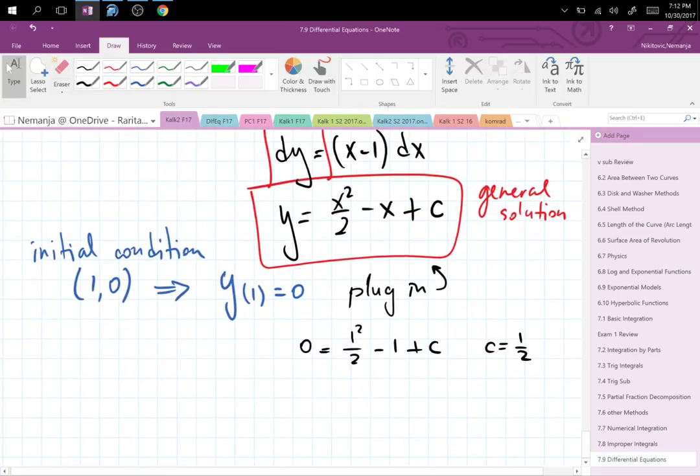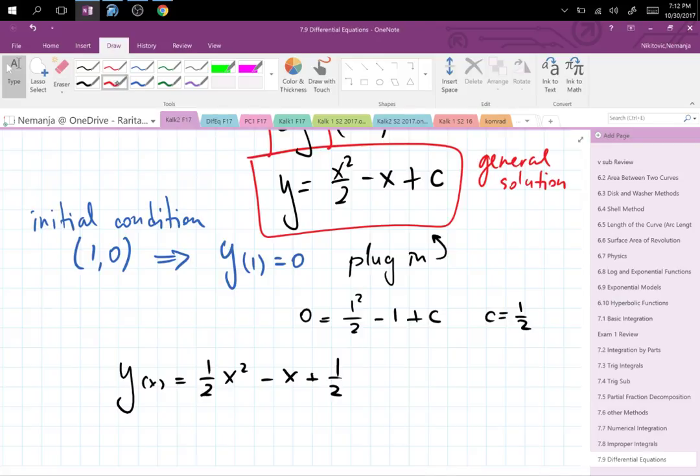So now I get to write... What happened? It's negative 1/2? No, positive is good. Never mind, I'll leave it positive. So now I will write y of x is 1/2 x squared minus x plus 1/2.